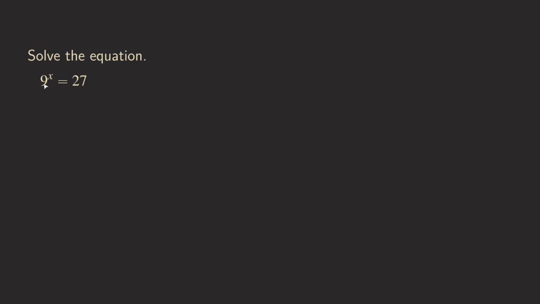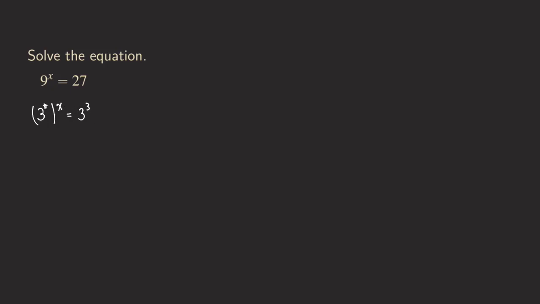But as you can see, 9 is a power of 3 and 27 is also a power of 3, so we can actually turn both sides into the same base. So what we can do is turn the 9 into 3 squared, and then we have the x. And what about the 27? 27 is actually 3 to the third power. So we can actually have this in the same base now, but that's not ready yet.